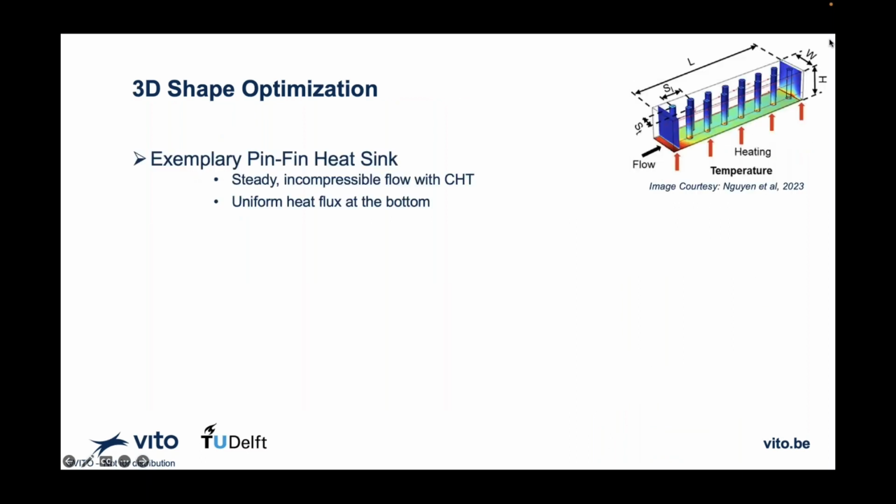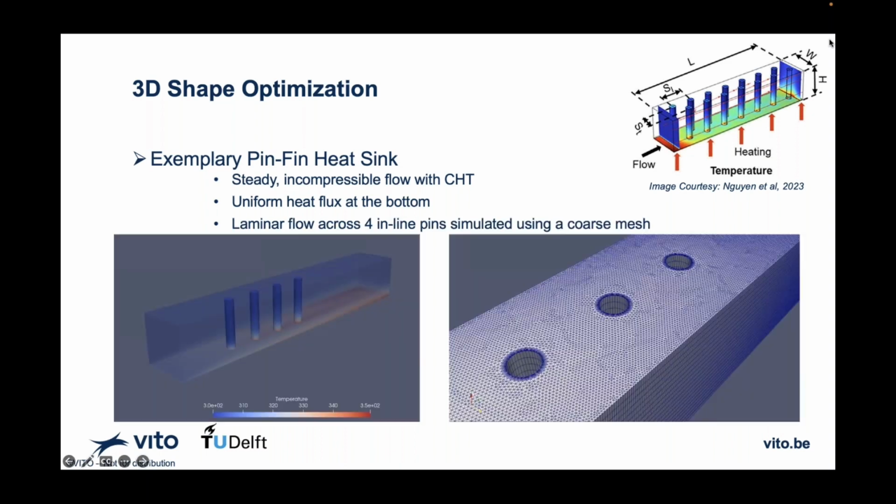So with these preliminary 2D results, I moved on to the 3D optimization case, where I started with an exemplary pin-fin heat sink, where the flow could be modeled using steady state incompressible flow with conjugate heat transfer and having uniform heat flux at the bottom. But before moving to the fully turbulent case, currently what I have is a laminar case with 4 inline pin fins, which is also simulated using a rather coarse mesh.